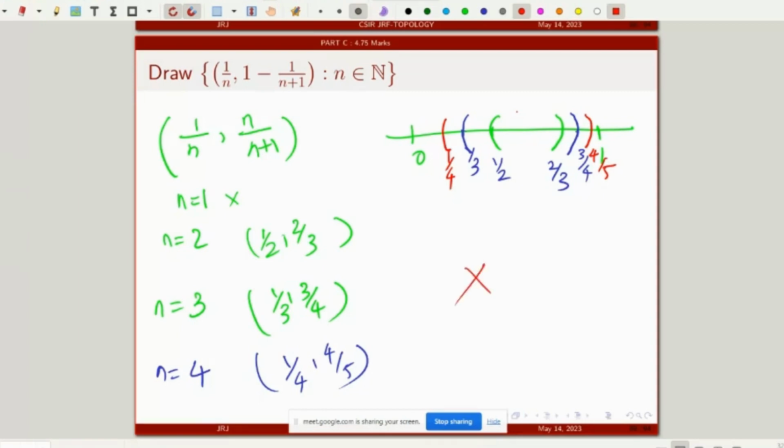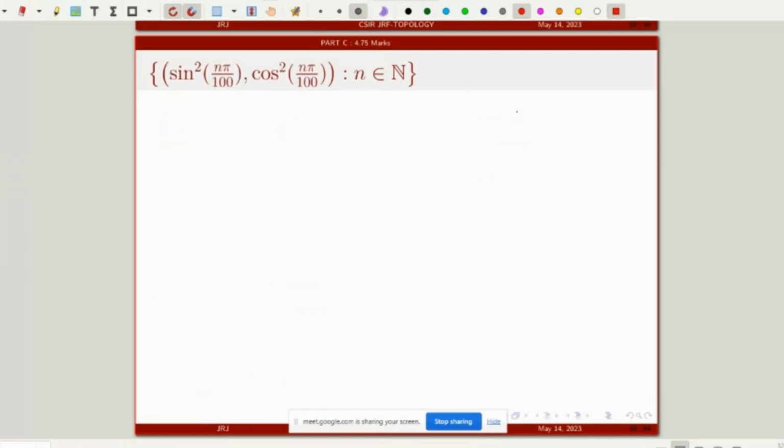It will not produce a finite subcover. Now what about this option? Sine square n pi by 100, cos square n pi by 100. Can you put some random values? Yes, n equal to 100. If you put n equal to 100, it is sine square pi and this is cos square pi. So from that element itself, we will be able to produce entire 0, 1. So this will have a finite subcover. Now this option you can check yourself.